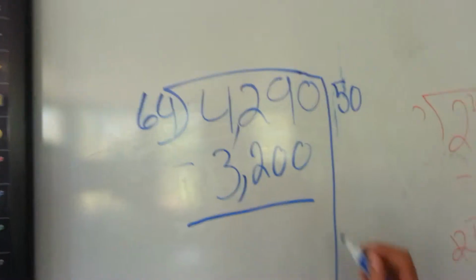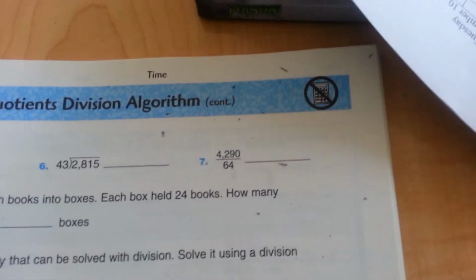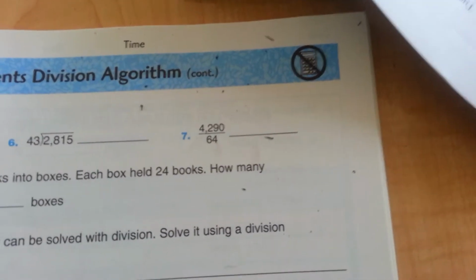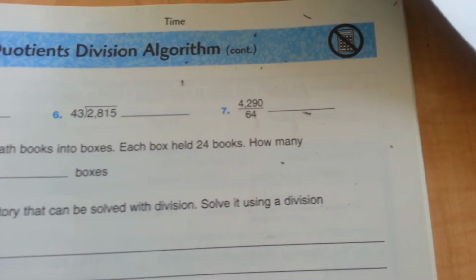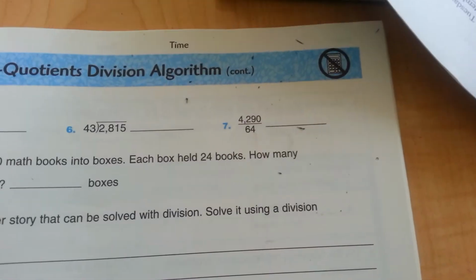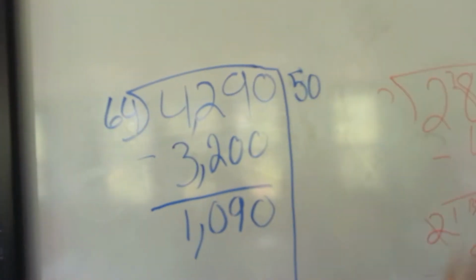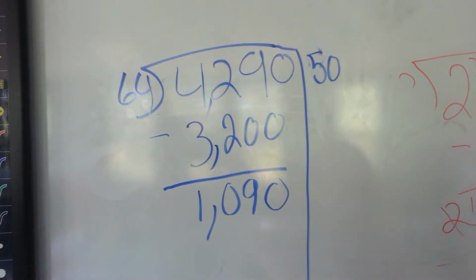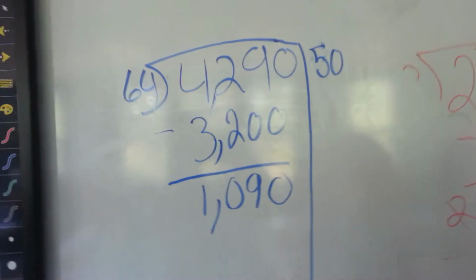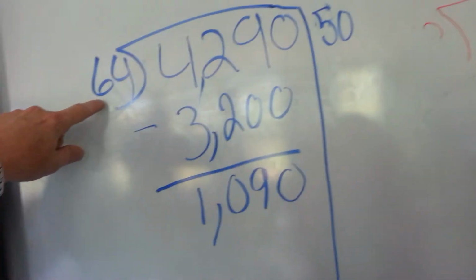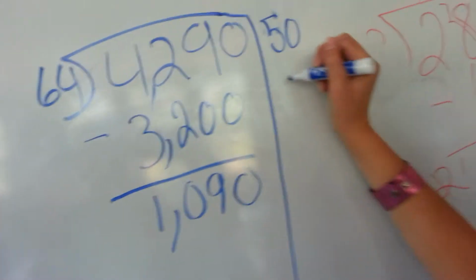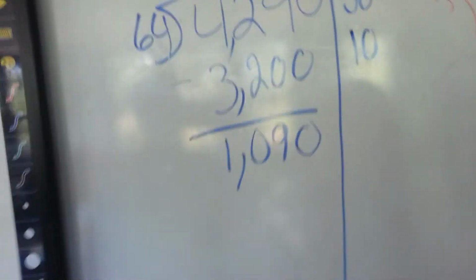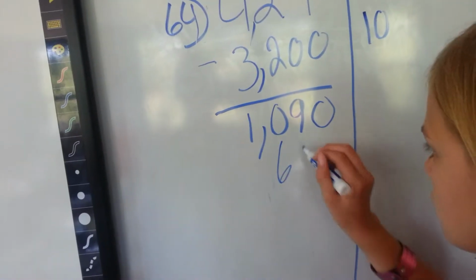Okay, we are doing number 7. And a fraction is a way of writing division, that line in a fraction means divide. So that's 4,290 divided by 64. And Storm has started that right here. She has 50 times 64, and you should get 3,200. And then you subtract that. So let's do that thing where you do 10 times 64, what do you get? 640. Yep, and subtract that.